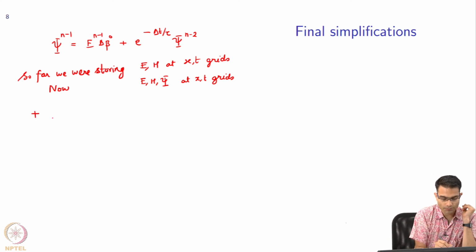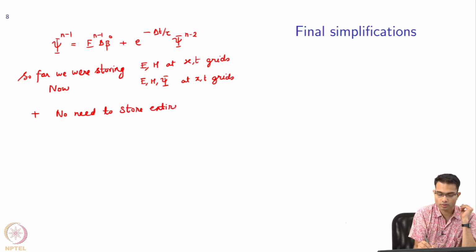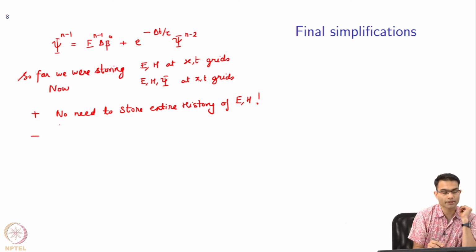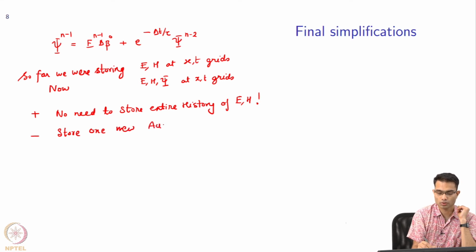So, the plus point is no need to store the entire history of E and H, and the minus point is we have to store one new auxiliary variable.